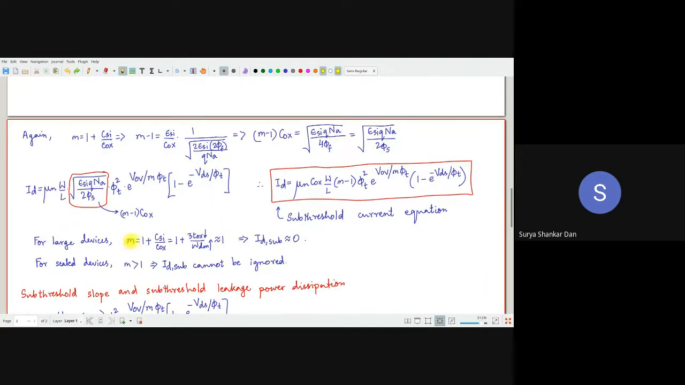Small m is approximately equal to 1. Now if you put small m equal to 1 in this relation, then this is the final expression, right? The subthreshold current equation. If we put small m equal to 1 in this equation, what is the value of ID? Obviously 1 minus 1 is 0. Therefore, what do we understand?